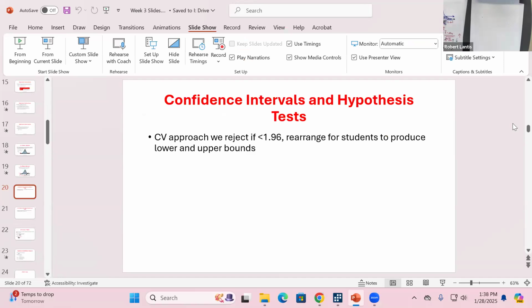So how do these confidence intervals line up to what we're doing with hypothesis testing? Regardless of whether we had a left, right, or two-tailed test, we essentially said we're going to reject if the absolute value of the test statistic was larger, if it's just greater in magnitude. I'm going to rewrite this, right?